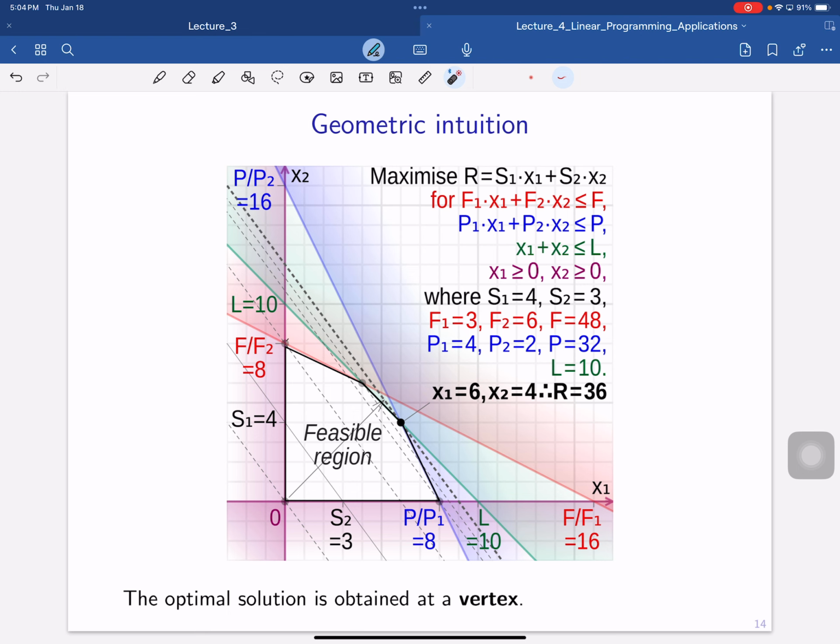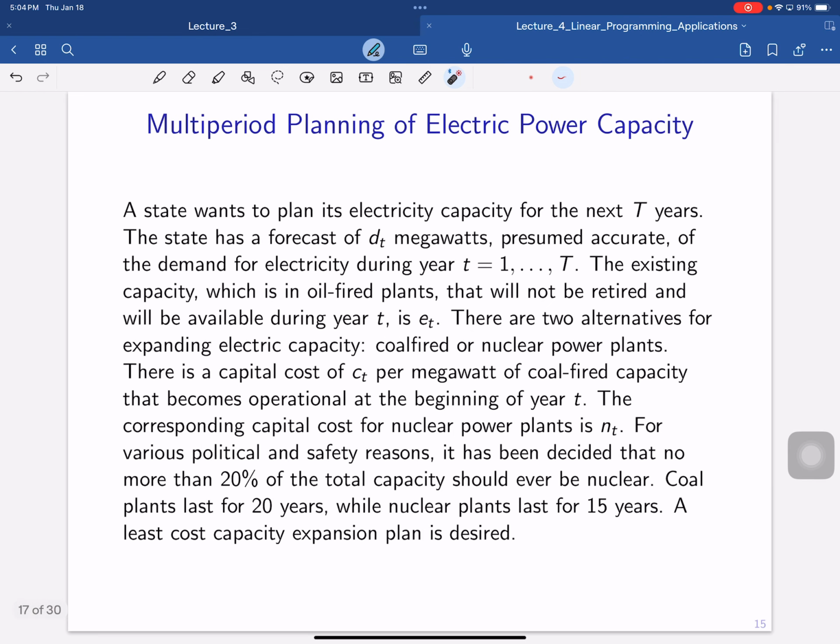All right. So let's talk about a different problem. Do not look at the text here, it's too congested. It's called multi-period planning of electric power capacity.